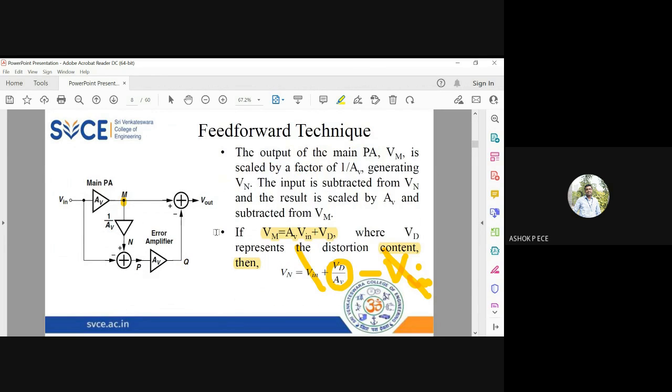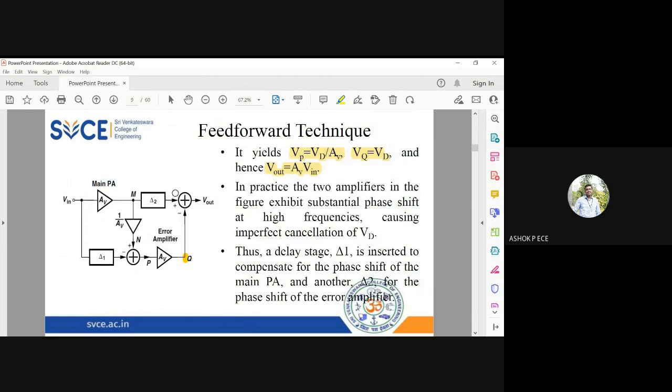So in practice, this is the basic structure, and they have modified the structure to have one more amplifier here. So I'm going to have delay delta 1 inserted on the input side and delta 2 on the output side, for the phase shift of the error amplifier. In case the amplifier's amplitude is getting reduced, or I have a phase shift, I can account for that by introducing one delay on the input side and one delay on the output side.